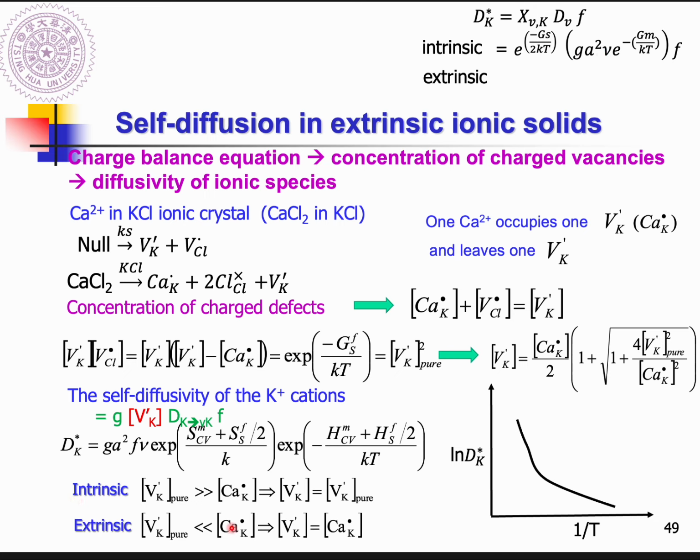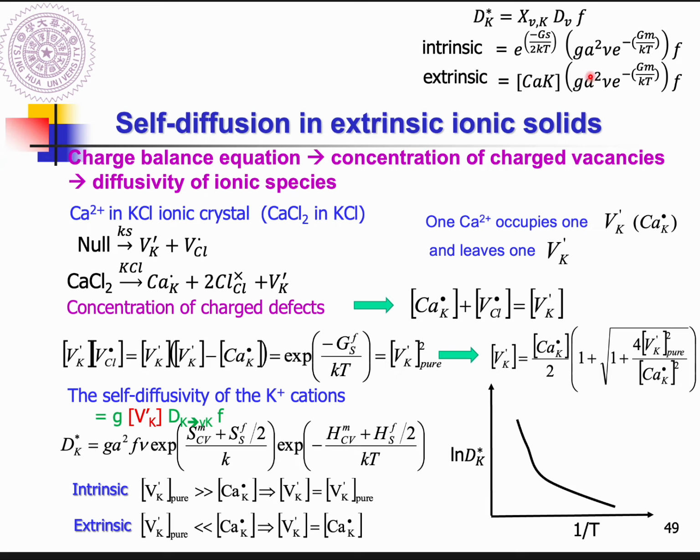However, if the dopant concentration is much higher than VK prime pure, this is quite large, and this term will be deleted. You got 1 plus 1 is 2, delete this one. So VK prime will be dominated in proportion with the concentration of the dopant. So you rewrite this term here, and got this result. In this situation, the diffusivity would be dominated by the concentration of the dopant. This kind of property we call extrinsic material property.